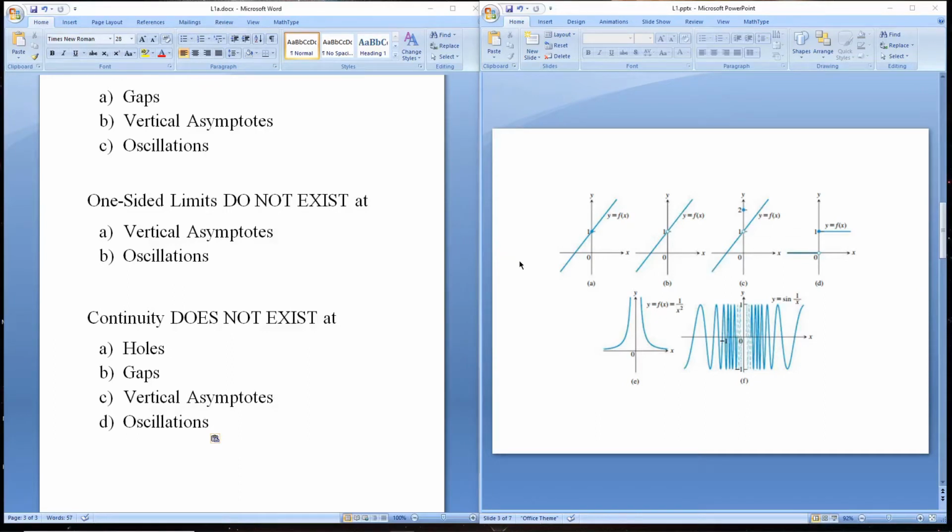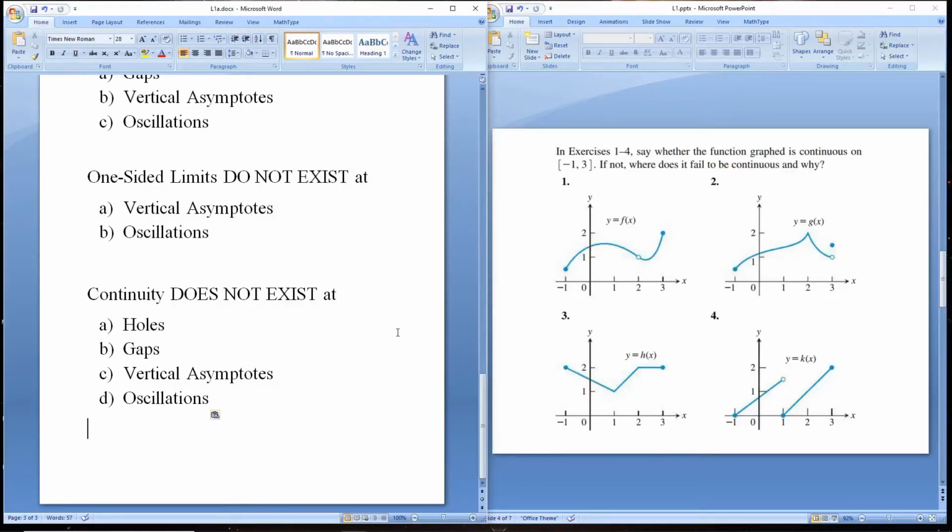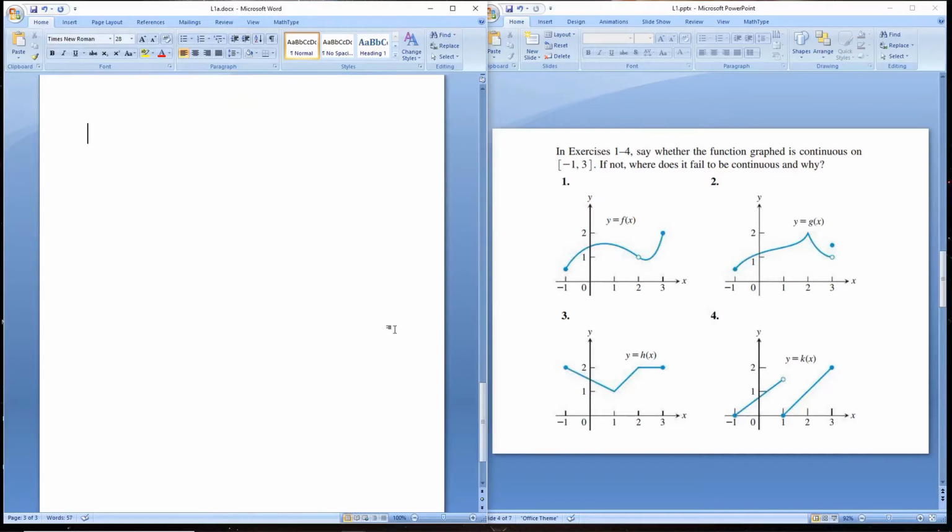So let's check out some problems from the book. And these are just 1 through 4, good graph problems that I like to choose. And it simply states here, state whether the function graph is continuous on this interval. If not, where does it fail to be continuous and why? So they're asking for which property. So all these are from -1 to 3. And if we look at the first one, we have a solid line, so we're all good there. Here's our hole.